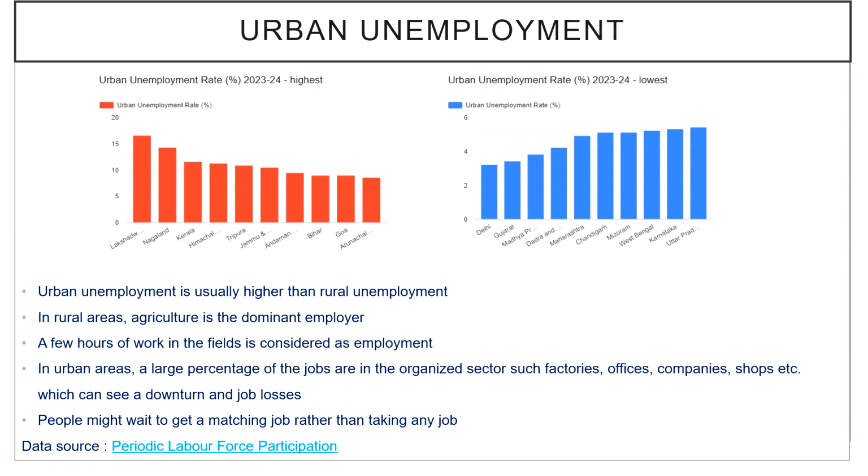Urban unemployment. Urban unemployment is usually higher than rural unemployment. In rural areas, agriculture is the dominant employer. A few hours of work in the fields is considered as employment. In urban areas, a large percentage of the jobs are in the organized sector, such as factories, offices, companies, shops, etc., which can see a downturn and job losses. People might wait to get a matching job rather than taking any job.